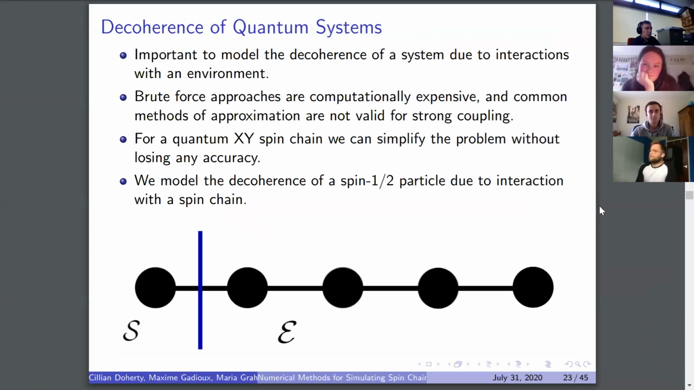Okay, great. So for the rest of the talk, we're going to talk about the decoherence of quantum systems, which is what we're working on with Shane. Now, the decoherence of a system due to interactions with an environment is an unavoidable part of quantum computing, so it's important and very useful for us to be able to model it.